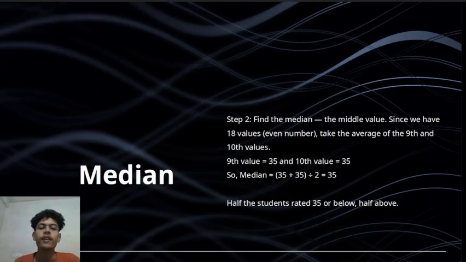Now the median. In step 2 we will find the median, where the middle values are the 9th and 10th, so we will use the midpoint method, that is the 9th plus the 10th value divided by 2, and we get 35. So we can say that half the students rated 35 or below, and half above.